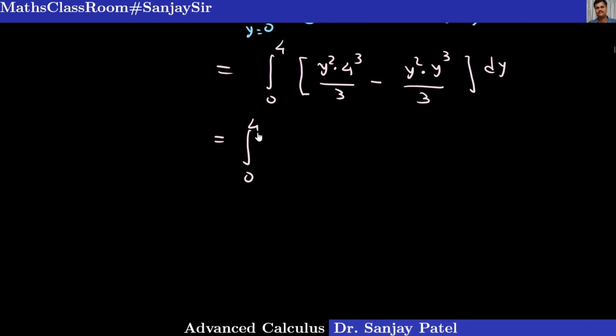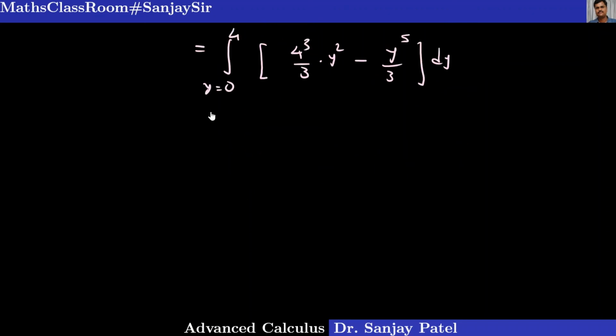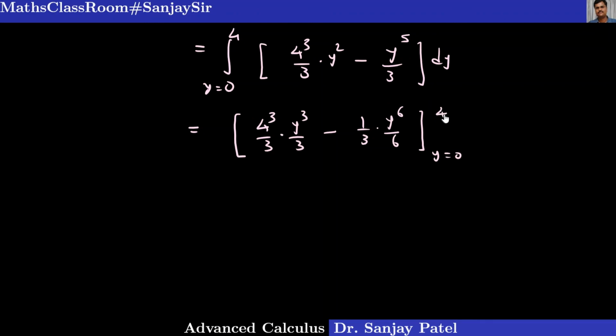The integral from y equal to 0 to 4, and simplifying this, 4 cube upon 3 into y square minus y raised to 5 upon 3 dy. So now integrating with respect to y, 4 cube upon 3 is constant. The integral of y square is y cube upon 3, minus 1 upon 3 is constant, and the integral of y raised to 5 is y raised to 6 upon 6, and then we substitute the limits of integration, that is y equal to 0 to 4.